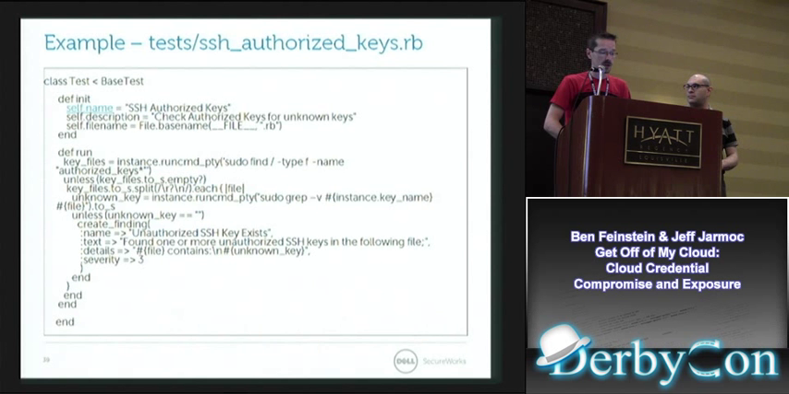Here's another one that looks for SSH authorized keys. So we're looking at the SSH authorized key file and then searching within that file for any keys that exist that don't match the key that was provided by the Amazon Web Service API. So those would be third-party keys that were present prior to the image being launched.